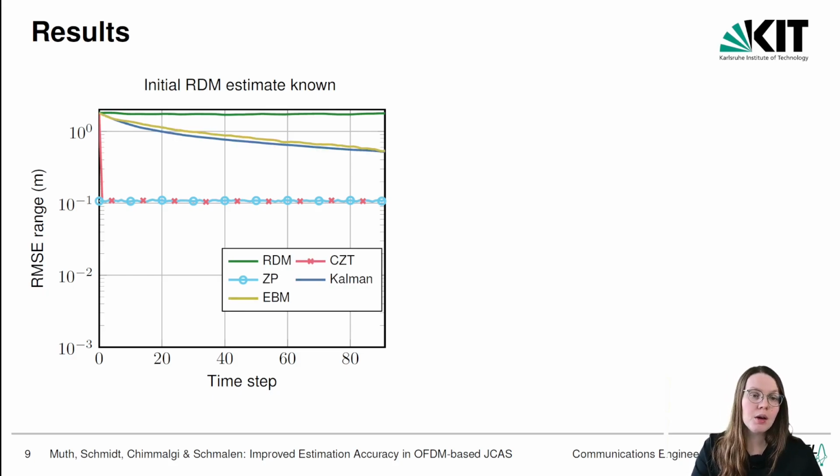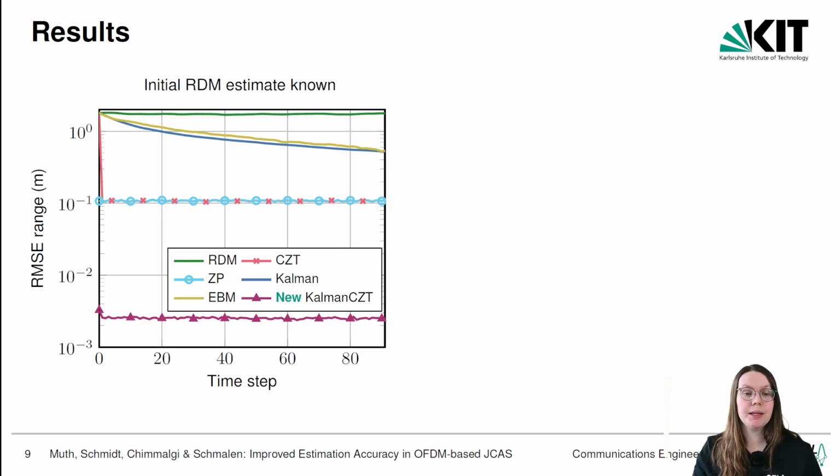Then for the tracking, we also get a performance gain, not as severe as for the interpolation, but we get down to about 30, 40 centimeters. And at some point this will equalize to a stable level, which is pretty close here. Our Kalman filter and our event-based measurement perform very similarly. And then lastly, with our Kalman CZT, we can get a lot of improvement. We are almost at 3 millimeters precision for our simulated point target. And we are also very stable at this level.